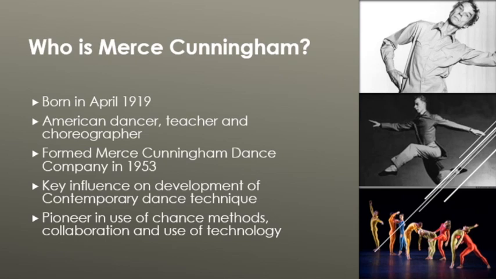He was also a pioneer in the use of a choreographic approach called chance methods, and also used a lot of collaboration with different artists. For example, Robert Rauschenberg, the artist, created set designs for Merce Cunningham's work, and also the composer John Cage. And he also was a pioneer in the use of technology to create movement or choreography.